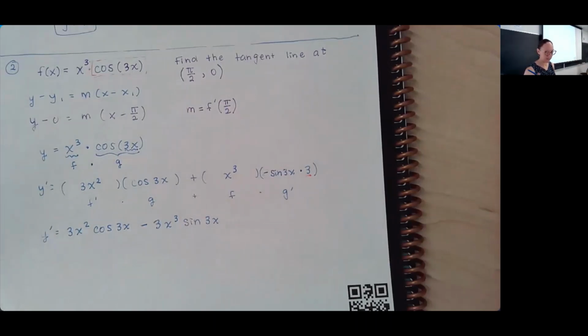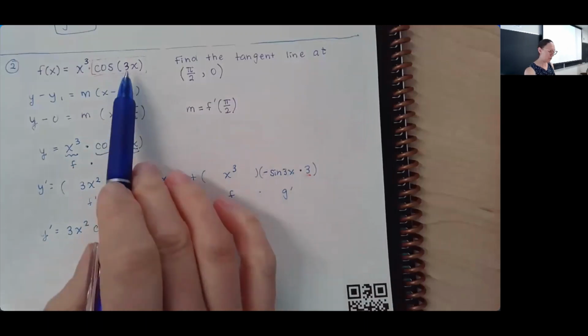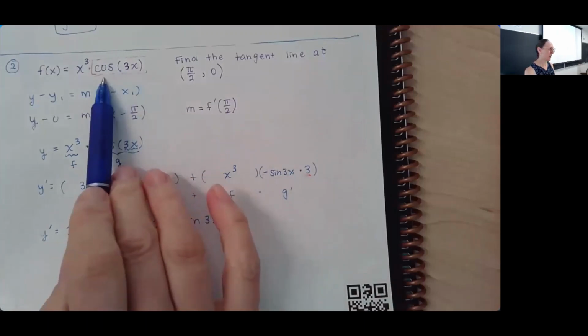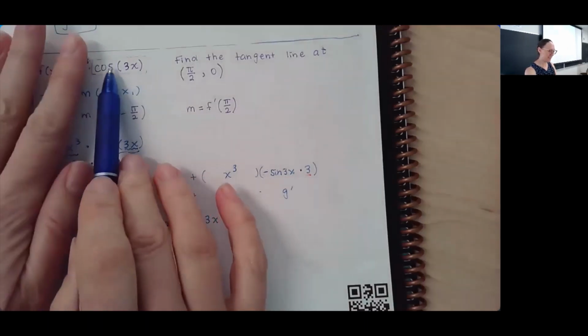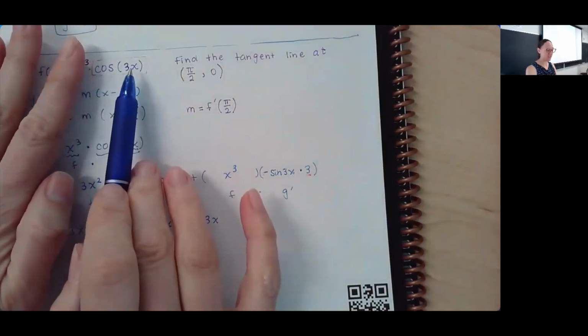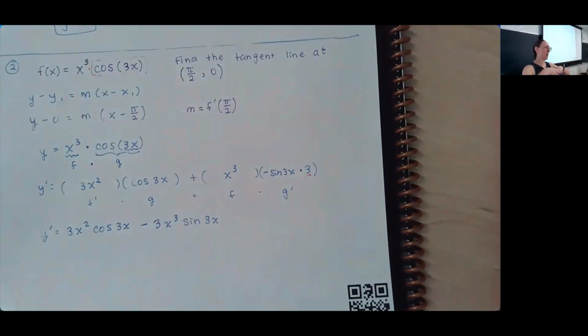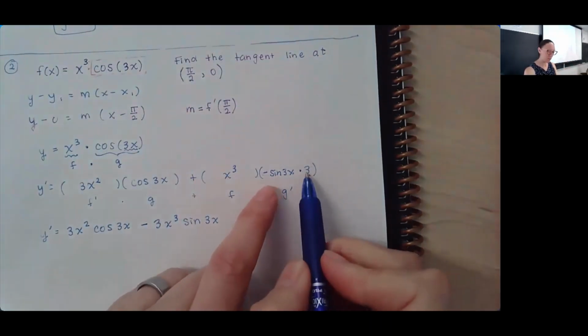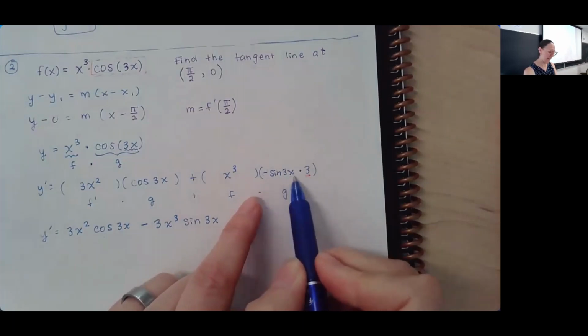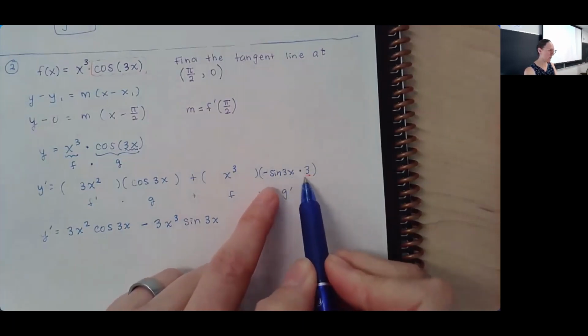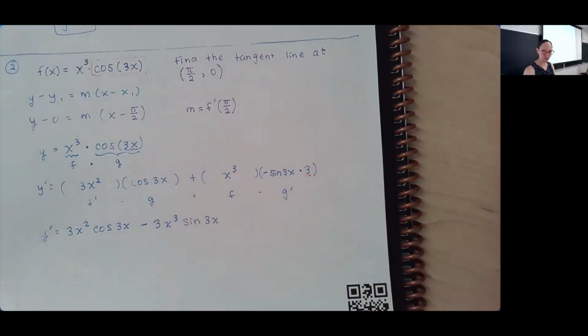There's a question in the chat and I will certainly loop back around to this. That 3x is not multiplied by cosine. This is not a product rule. What it is is a chain rule. So this 3x is inside of the cosine. So our derivative ends up looking like the derivative of the outside function times the derivative of the inside function. And that's what the chain rule is. Hopefully that answered the question in the chat.